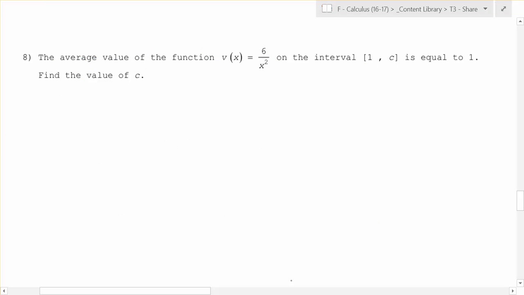How do you find the average value of a function? You have to integrate from what? For this, what are we integrating from? 1 to c. 1 to c of what function? 6 over x dx, exactly.